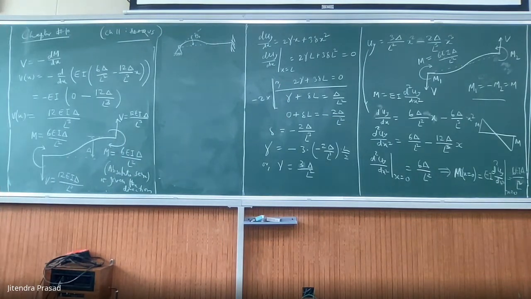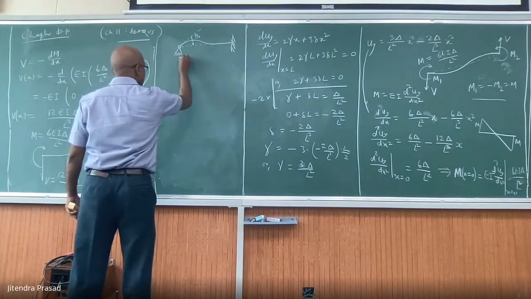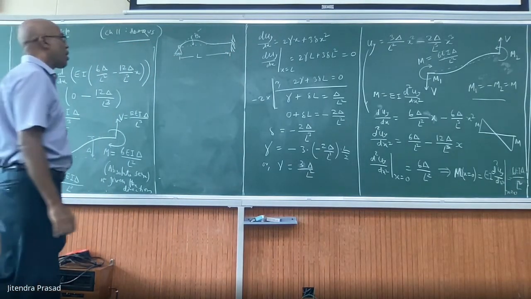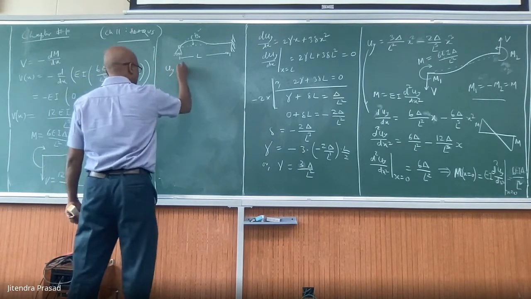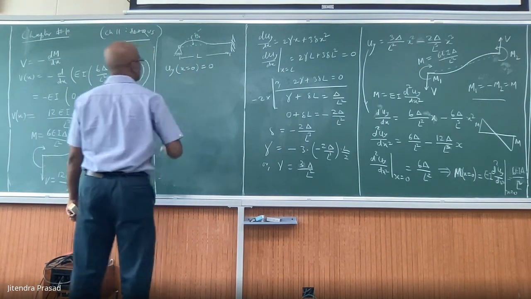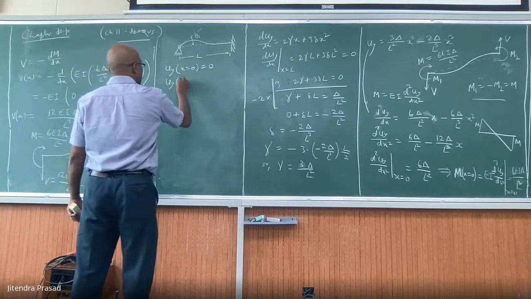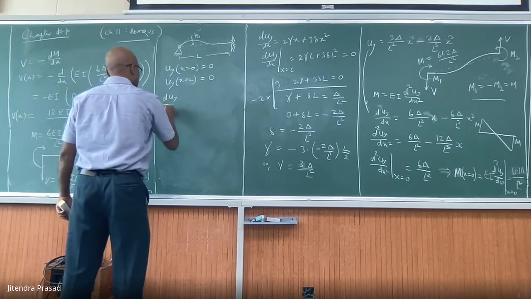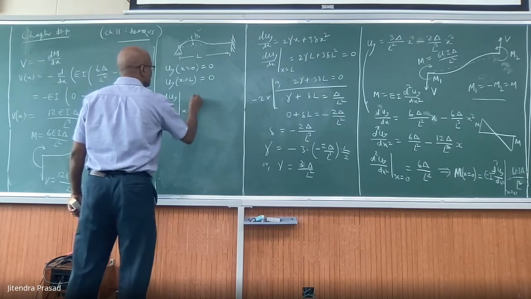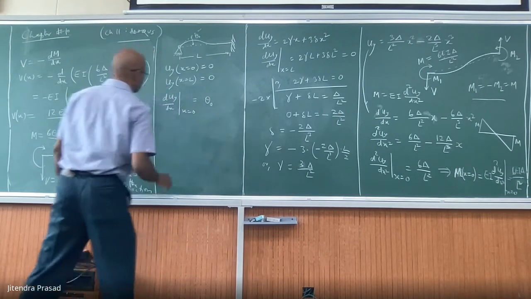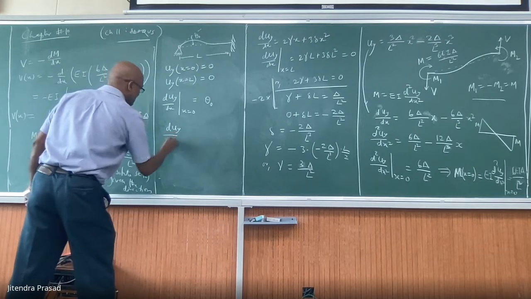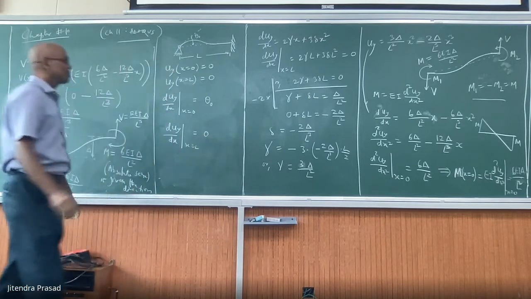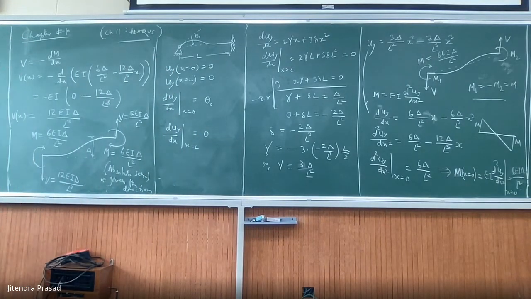And what is the boundary condition in this case? From here to here it is L only. So uy at x equal to 0 is equal to 0. Then uy at x equal to L is equal to 0, duy over dx at x equal to 0 is equal to theta naught, and duy over dx at x equal to L is equal to 0. So you can solve it yourself.